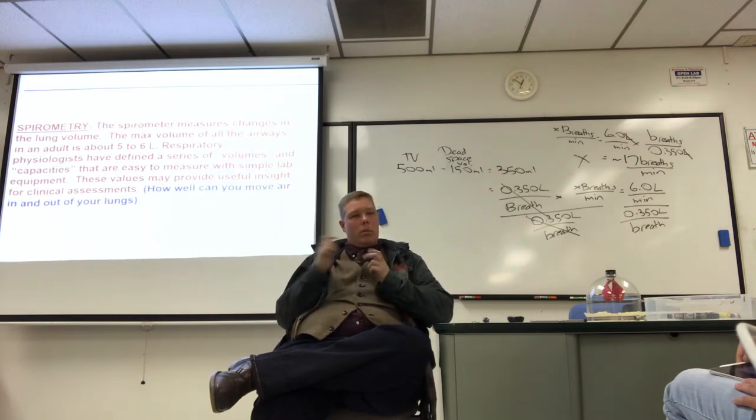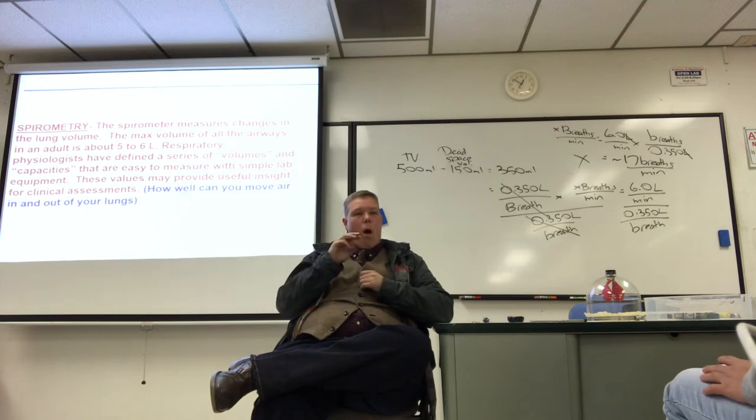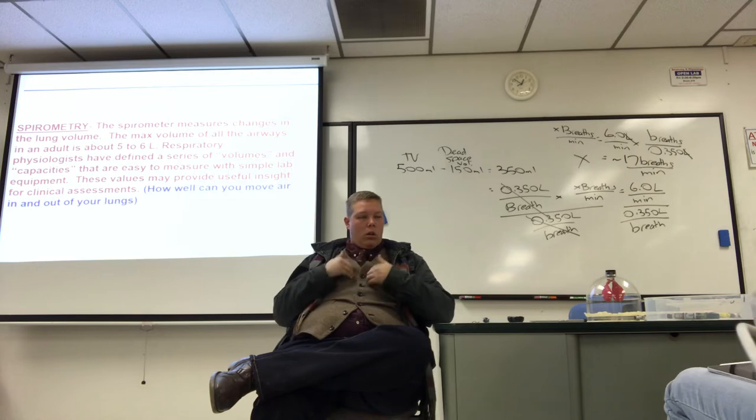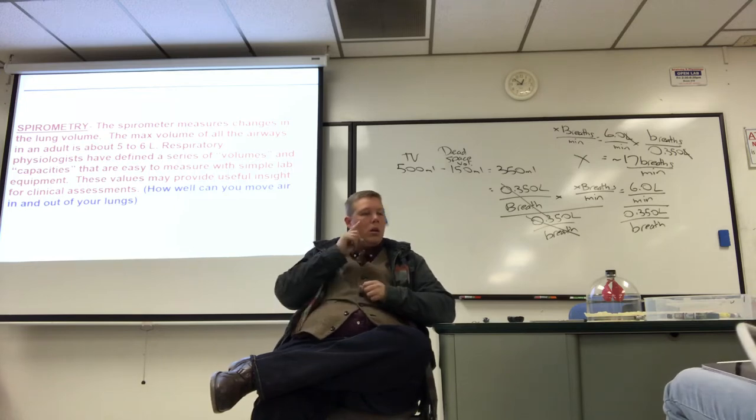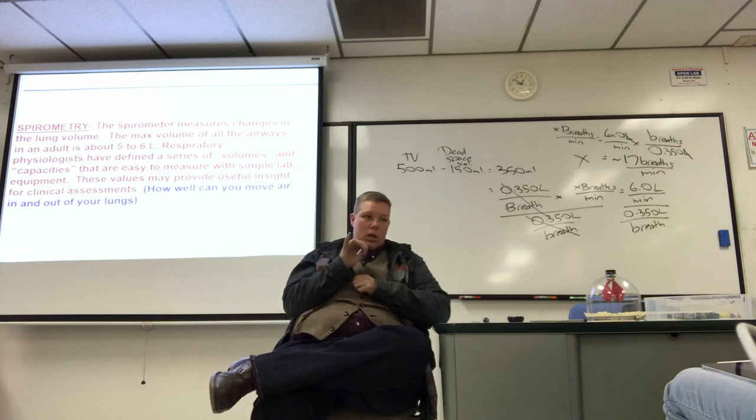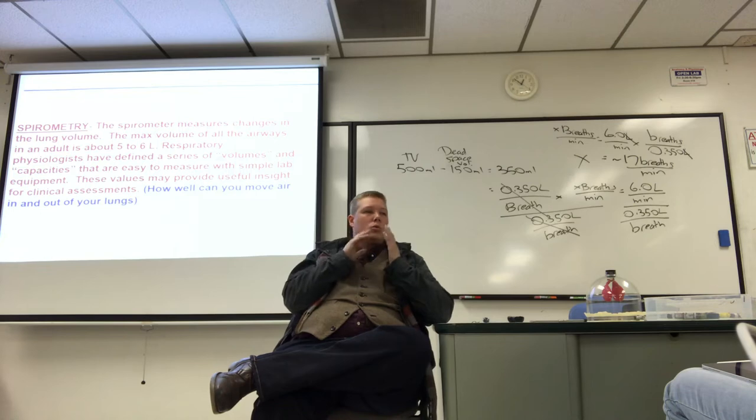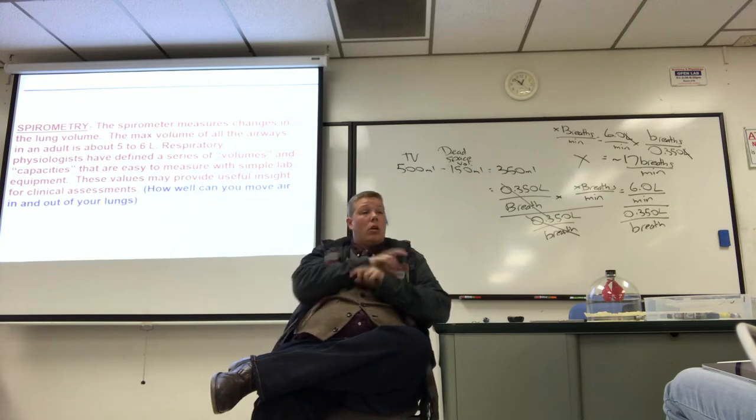A spirometer can measure changes in lung volume. The max volume of airways in an adult is about 5 to 6 liters. For the respiratory physiologist, there's a defined set of volumes and capacities that we have students measure. And we even have some clinical assessments that you can make. The question we like to answer is, how well can a subject move air in and out of the lungs?